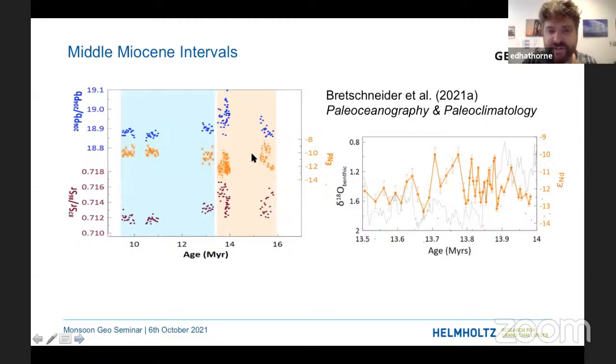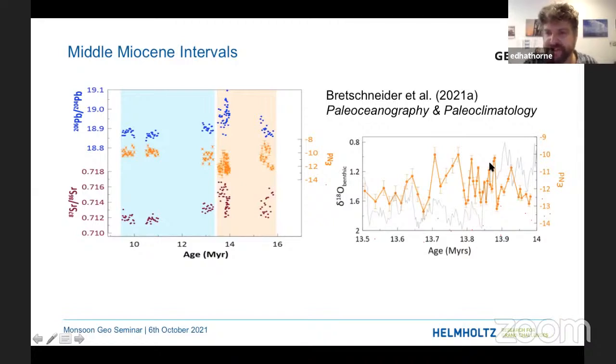So here's the high resolution data. These are our middle Miocene intervals. We have lead isotopes, neodymium isotopes, and strontium isotopes here. And what you can see is at the mid-Miocene cooling, we have a change in the variability. You see that here in the high resolution data. This in gray is the benthic delta 18O. This is this global cooling step here between 13.9 and 13.8.